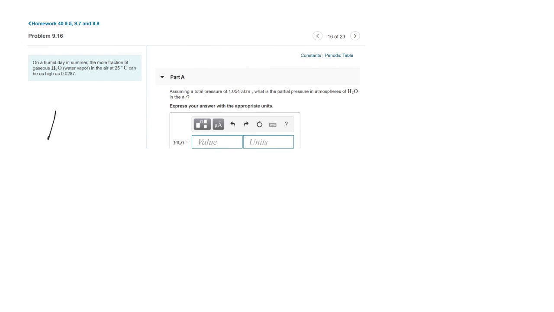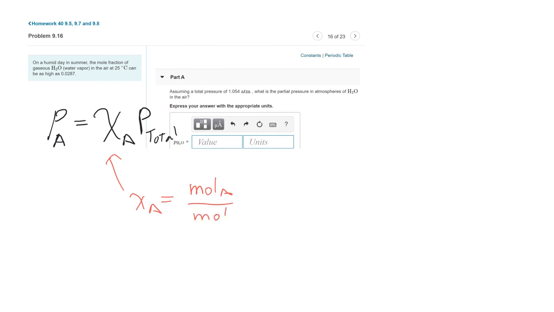It says the partial pressure of gas A is equal to the mole fraction of gas A times the total pressure. Well, in case you've forgotten, the mole fraction of A is simply the moles of A divided by the moles total.